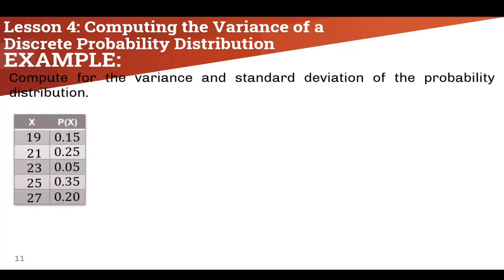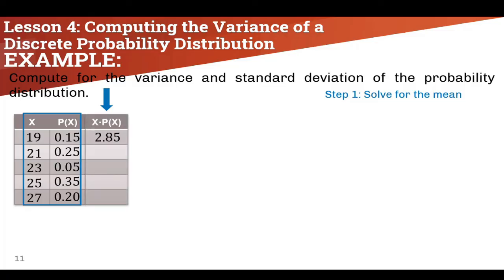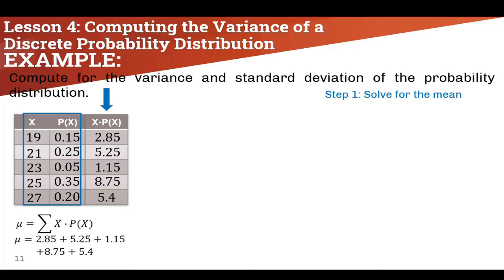The same second problem as earlier, we'll use the alternative method. So, step 1, let's solve for the mean. Na-compute na natin yung kanina. Multiply lang natin yung random variable at yung probability. Then, i-add lang natin yung results. At ang mean natin dito ay 23.4.